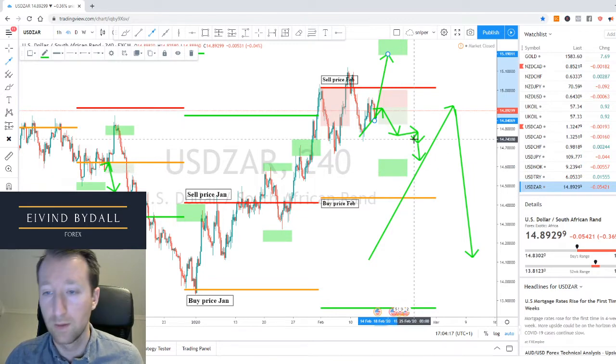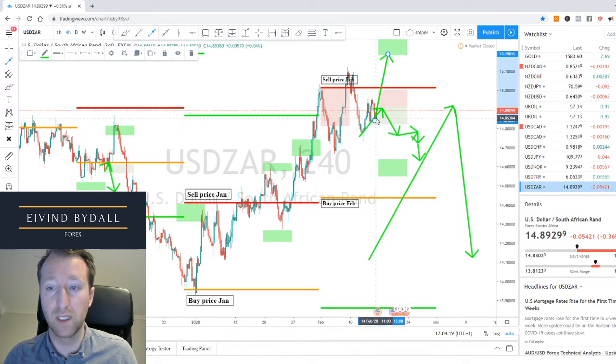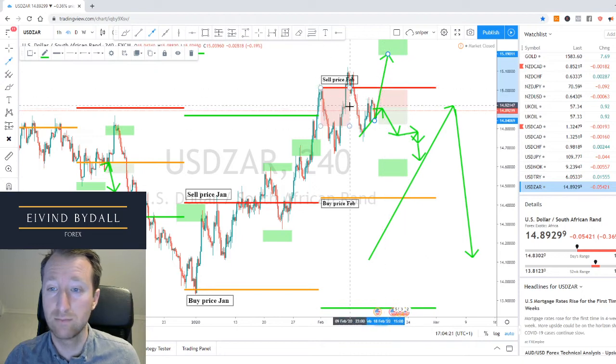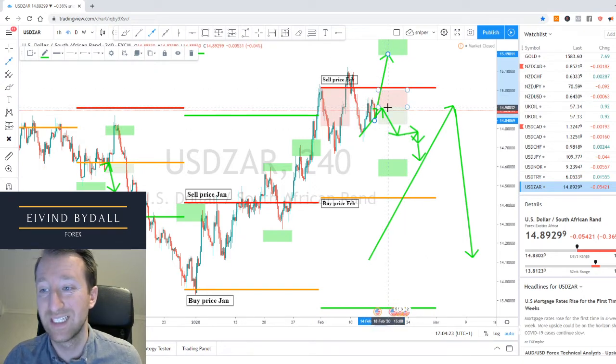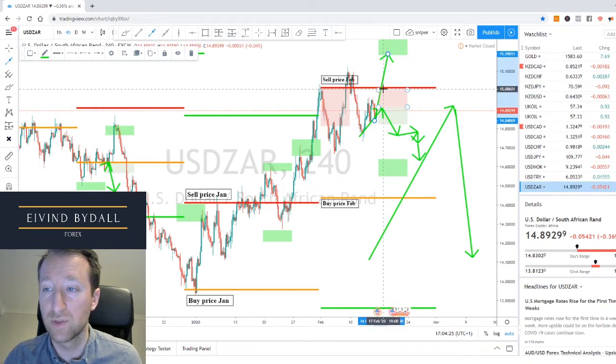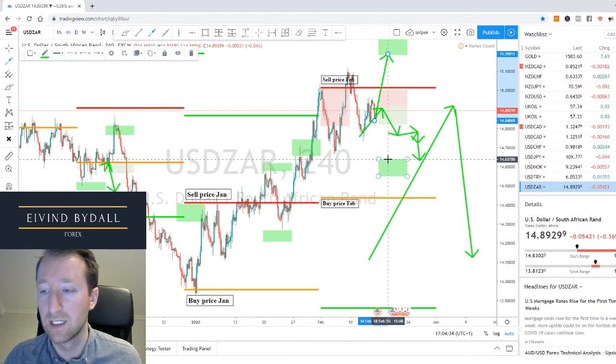So for me, I would be interested in selling this one around 14.90 all the way up to 15, with a 50 pips stop loss, or 100 actually on this one, and then the target is 14.63.